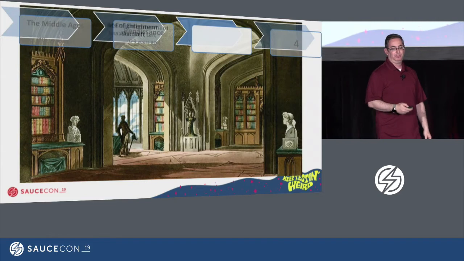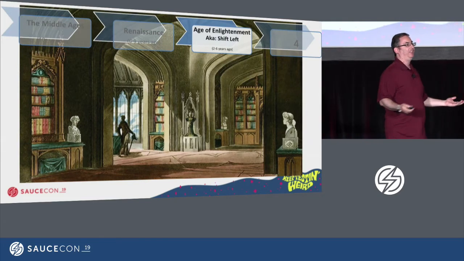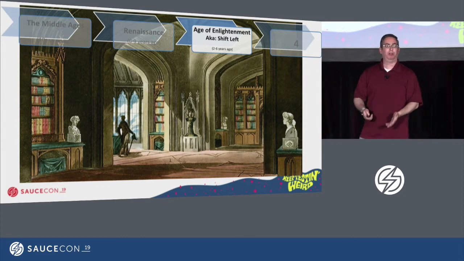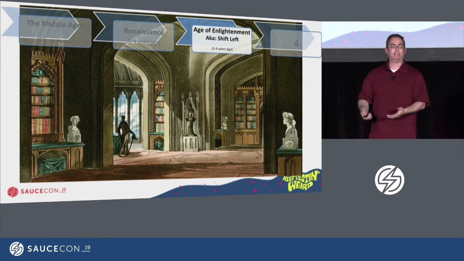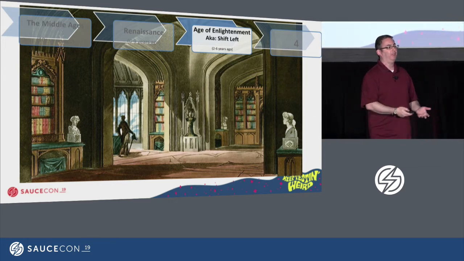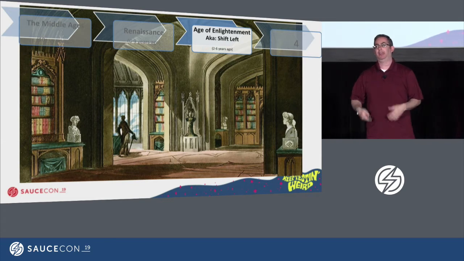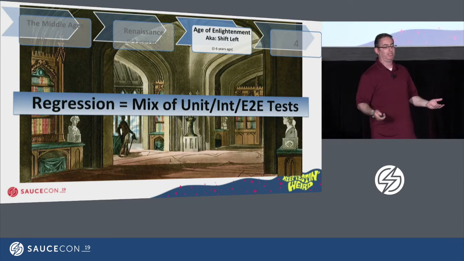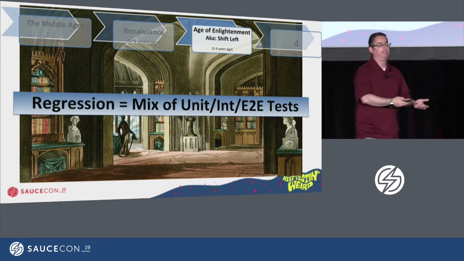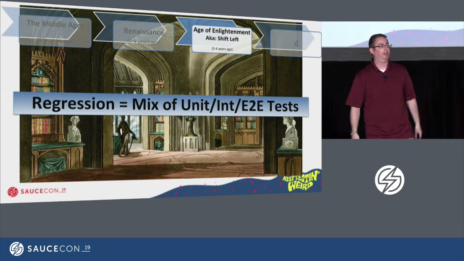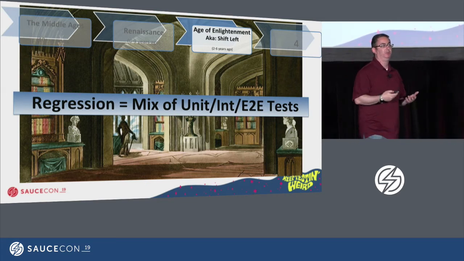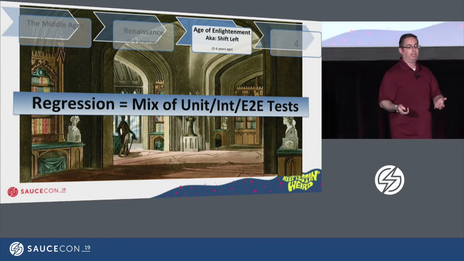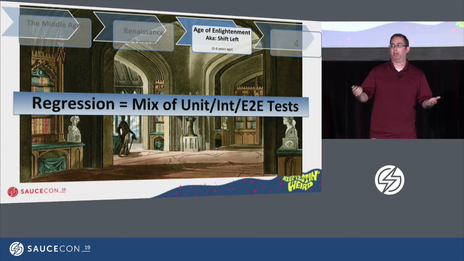So we move on to this age of enlightenment, AKA shift left, right? We've all heard that term in the industry. It's about moving tests lower in the pyramid, following that testing pyramid, creating unit tests wherever you can. If you can't solve your problem with a unit test, create an integration test for it. And an end-to-end test should be really like the last option that you're going to choose, right? So we end up with this regression of a mix of unit and integration and end-to-end tests all kind of bundled together to give us the security and the confidence that we need to be able to elevate our code to production and know that it's going to be bug-free. And this is really good, and it works well for these monolithic applications, right?